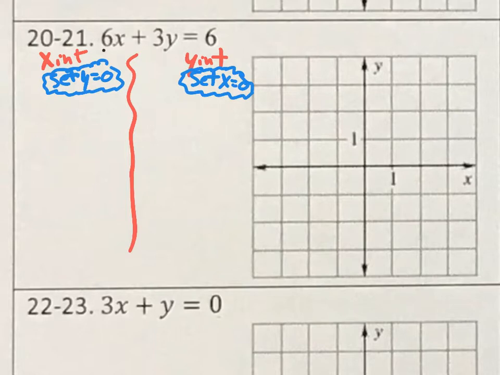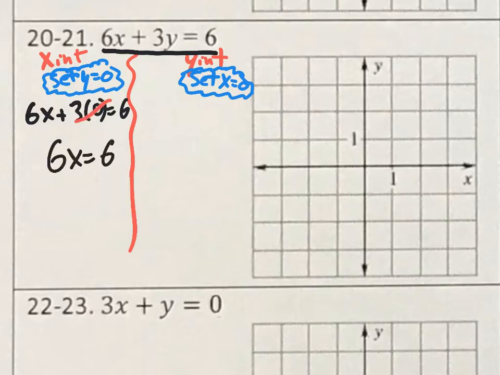Let's take this original equation and rewrite it, but instead of y, I'm going to put 0. 6x plus 3 times 0 equals 6. Of course, 3 times 0 cancels out. I really have the equation 6x equals 6, which means that when I solve for x, I divide by 6 and divide by 6. x equals 1.